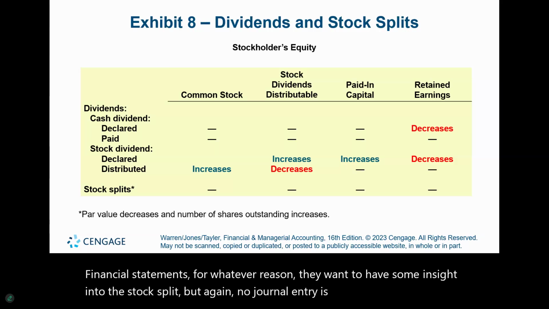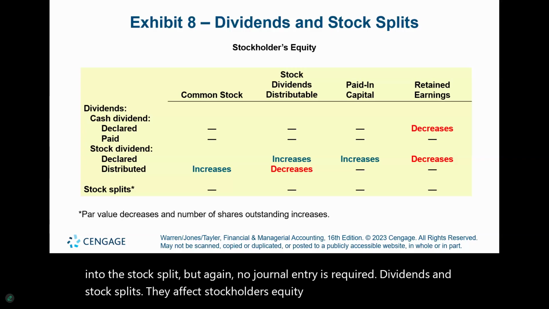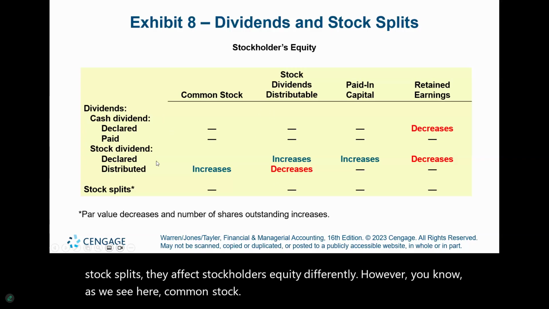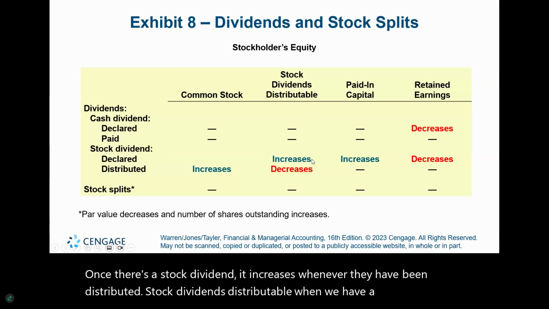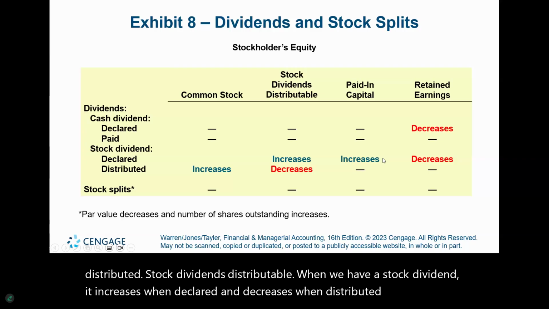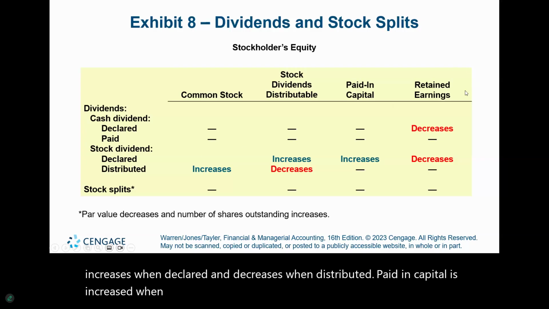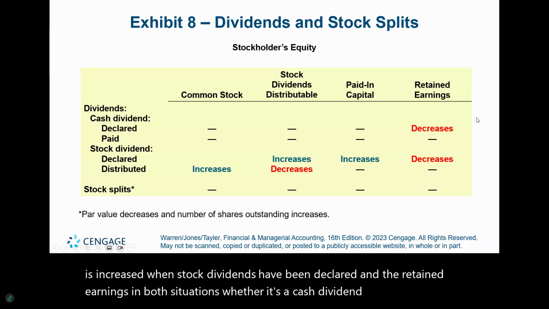Dividends and stock splits affect stockholders' equity differently. As we see here, common stock dividend distributable increases when a stock dividend is declared and decreases when it is distributed. Paid-in capital is increased when stock dividends have been declared, and retained earnings, in both situations, whether it's a cash dividend or a stock dividend, decreases the amount of retained earnings.